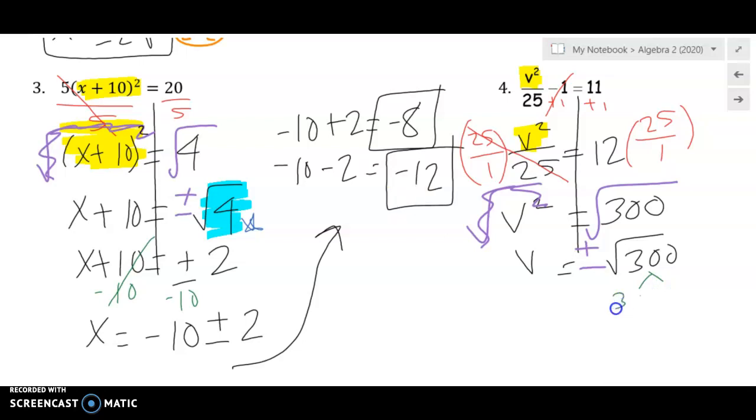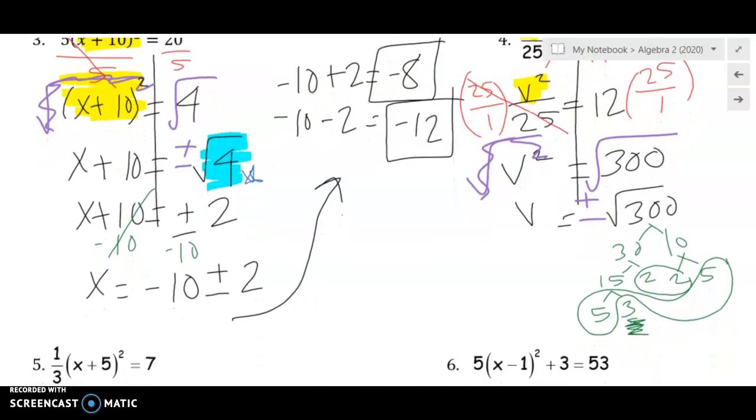Right away I think about 30 and 10. And I can break down 30 into, let's do 15 and 2. 15 can break down into 5 and 3. 10 breaks down into 2 times 5. I have a match of 2's, and I have a match of 5's, and I have a leftover 3.